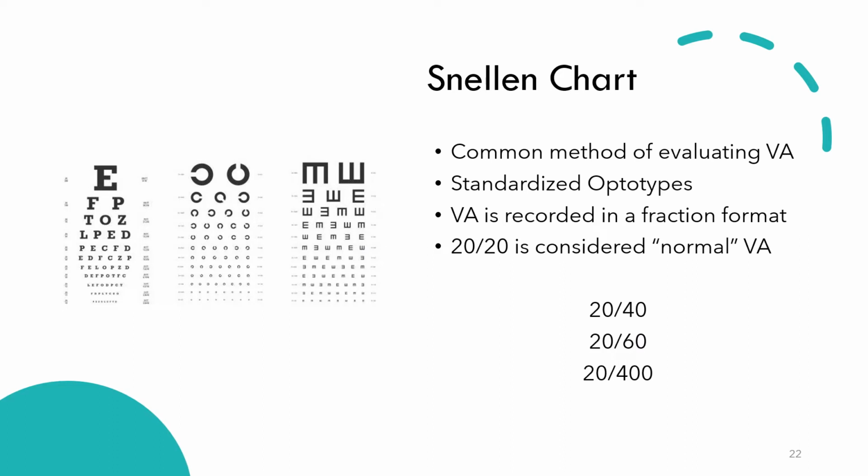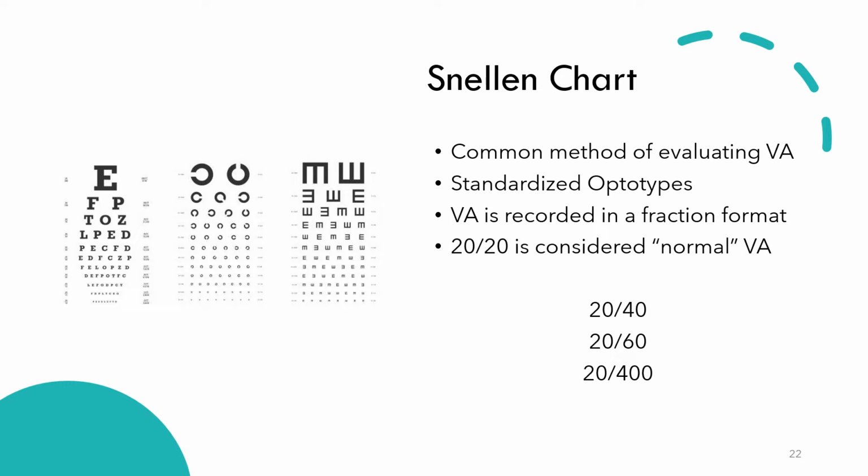The Snellen letter chart is the most common method of evaluating visual acuity at distance. This chart employs the use of optotypes, which are simply a combination of standardized numbers, letters, or geometric shapes of varying sizes. Visual acuity using the Snellen chart is recorded in a fraction format. However, this is not a normal fraction. It's a comparison of the tested person's vision to a normal patient's vision.